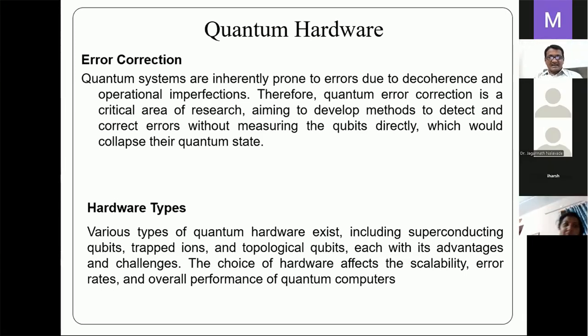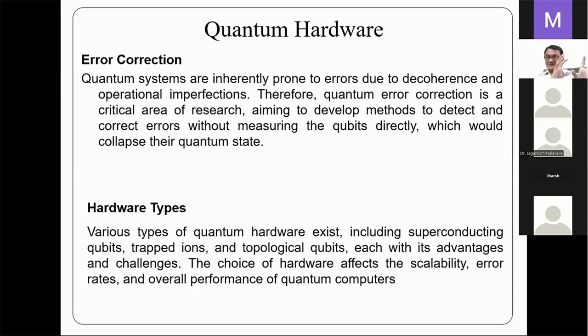This session we have scheduled. So I request all the participants to please take it very seriously, because this is one of the very interesting areas in quantum hardware. The entire quantum system is prone to internal errors due to decoherence and operational imperfection in the design and deployment. This is a very critical research area, where the objective is to develop methods to detect and correct errors without measuring the qubits directly.